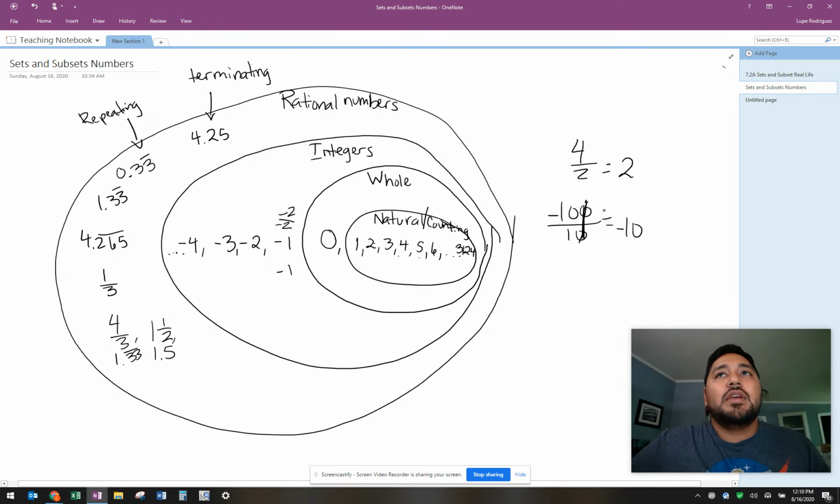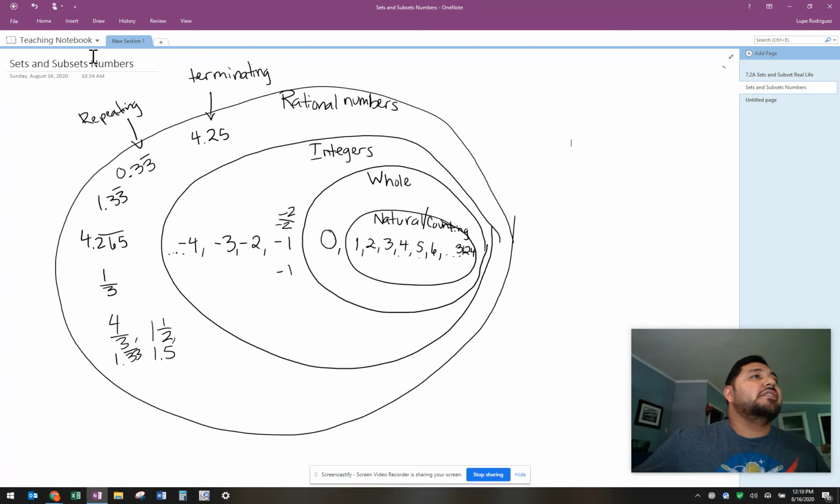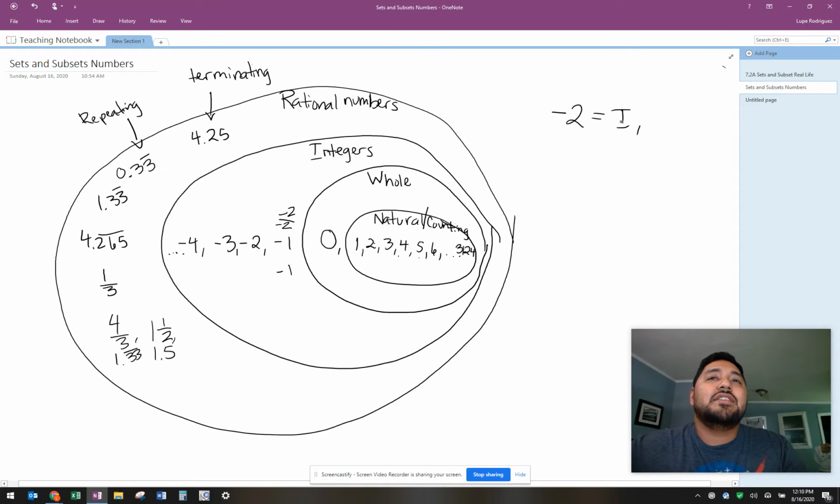So let's go over a couple of examples, because this is everything you need to know. This is kind of like your cheat sheet. I'm going to go ahead and erase this. Let's say my first example is -2. Well, that would be considered an integer. And since this integer box is also within the rational numbers box, it would also be considered a rational number.